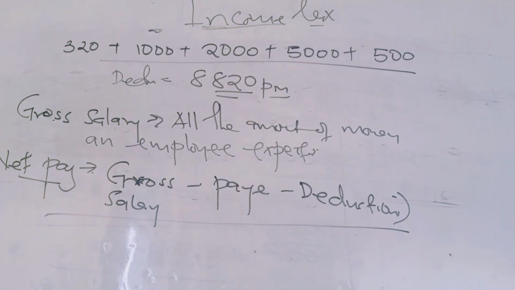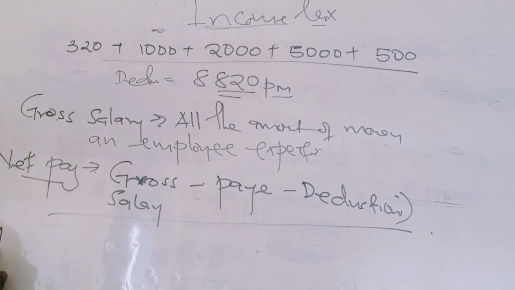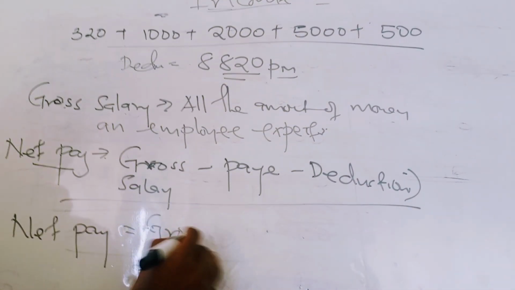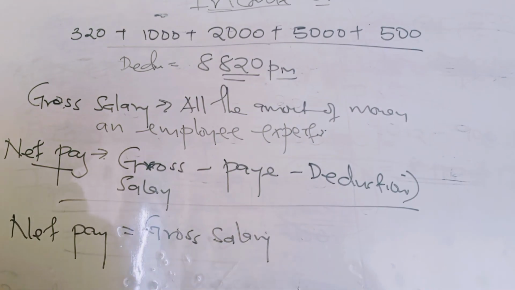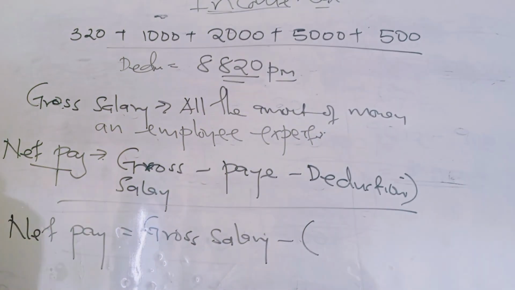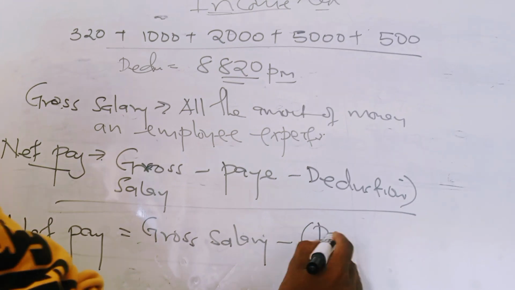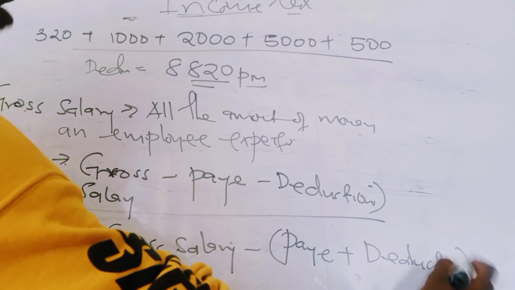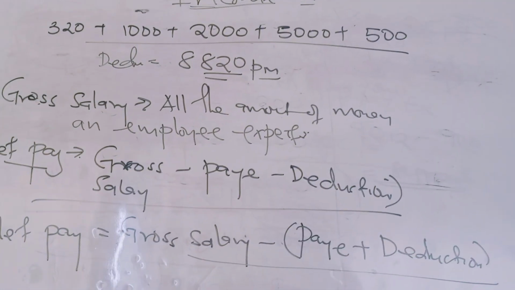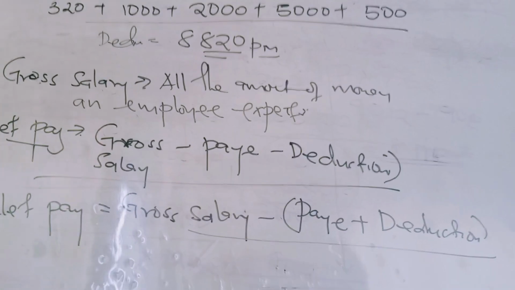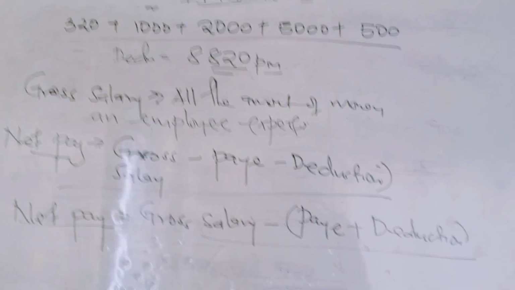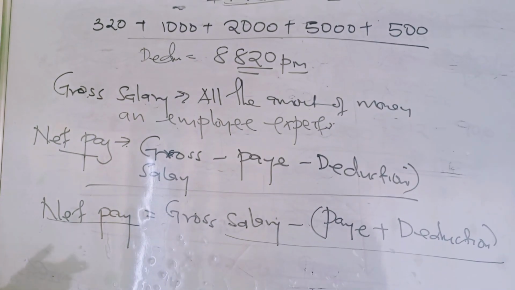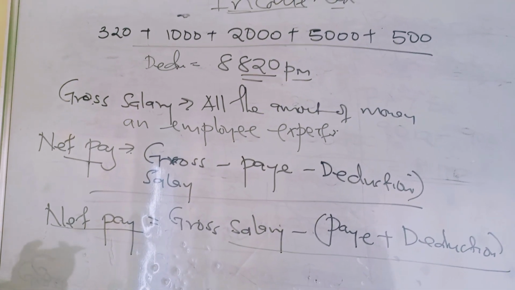So we can also write this formula as net pay is equal to gross salary minus, in brackets, the PAYE plus the deductions. Remember, this bracket in this context is very important. So whatever now flows into this employee's account after all these operations, we get what we call the net pay. And in this context, I want us now to determine the net pay for this particular guy by the name James.